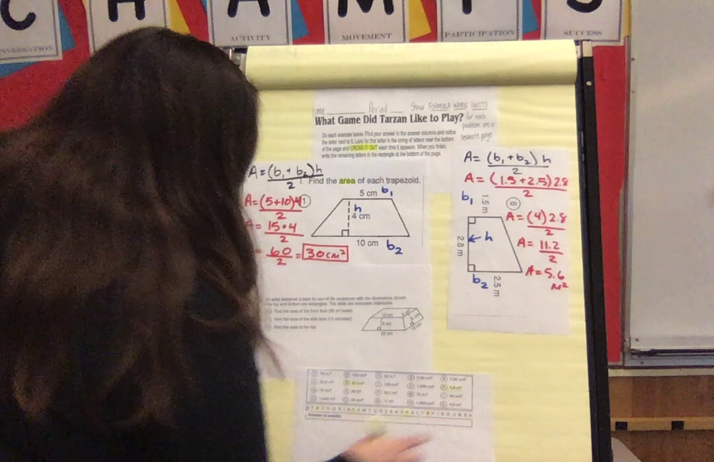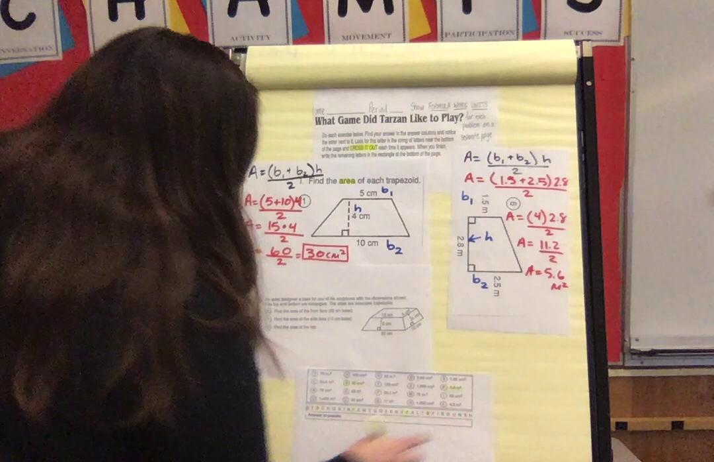So, find the area of the front face. Okay, here's our front face. It has a 20 centimeter base, which is right here. So we need to find the area for that. To find the area, we are going to use the formula of a trapezoid, and that formula is going to be area equals base 1 plus base 2 times the height over 2.